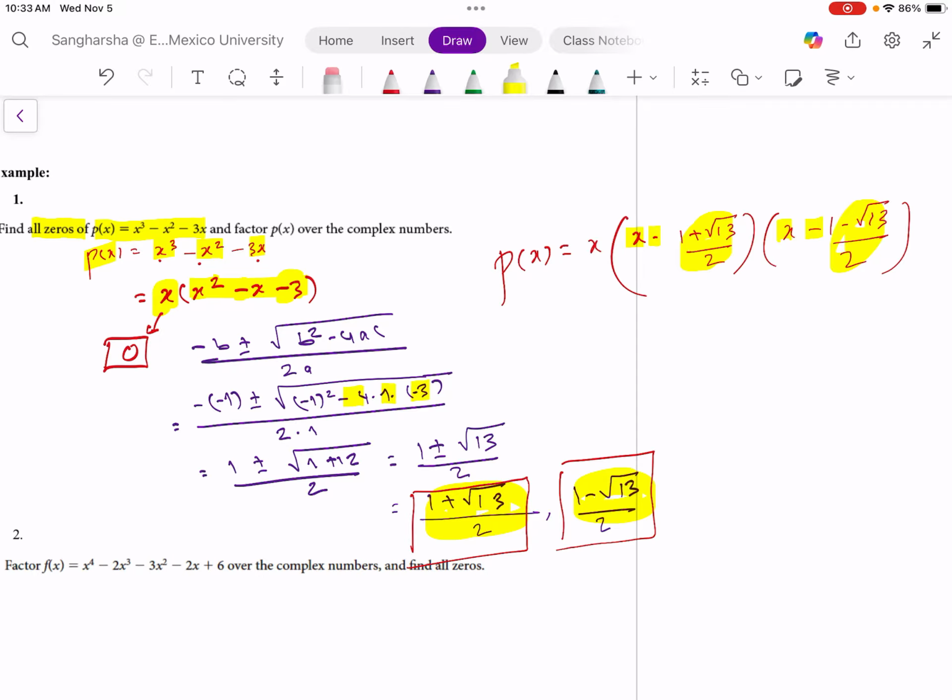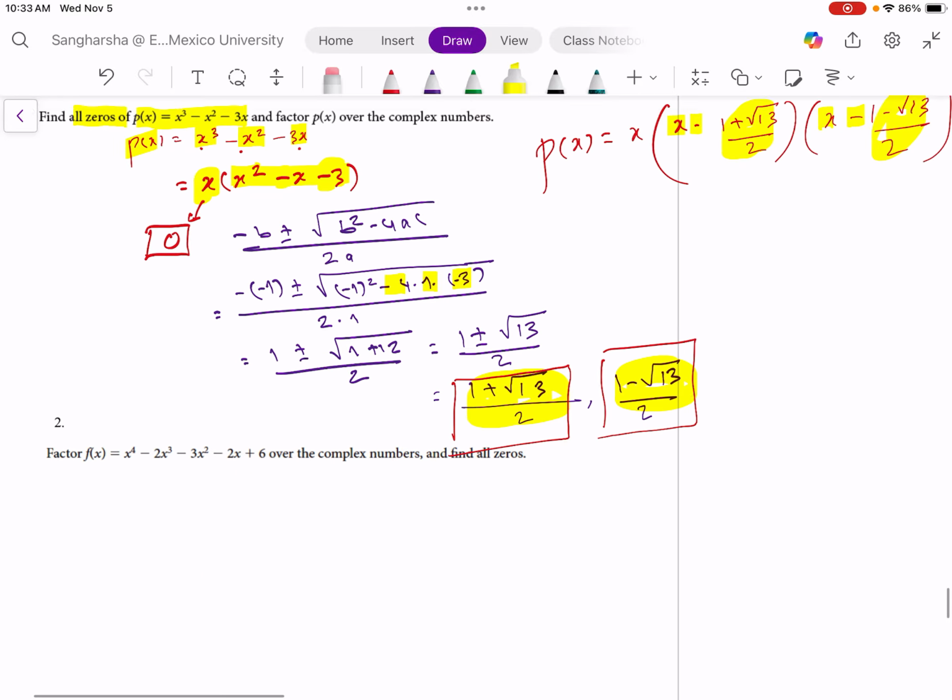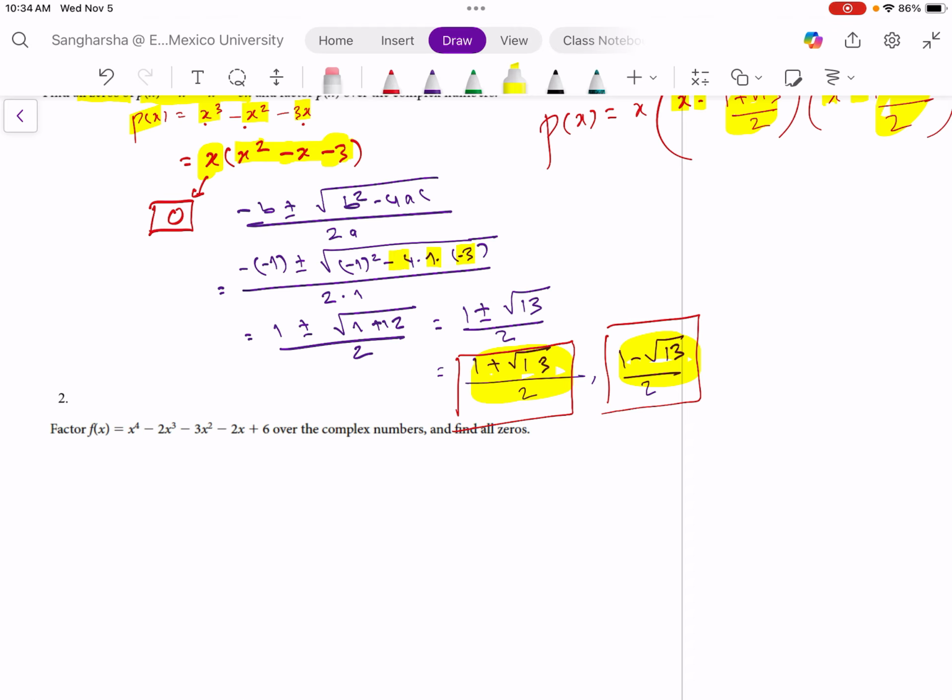Okay, now in a similar way, let's do number 2. We are asked to find all real zeros, okay? So we have a function f of x is x to the power 4 minus 2x cubed minus 3x squared minus 2x plus 6. Okay, this is the polynomial function. We have to find all zeros. Now can we find at least one?